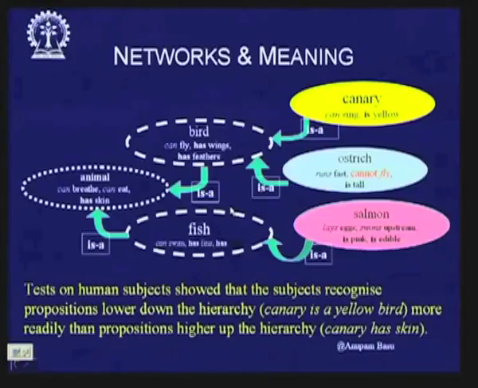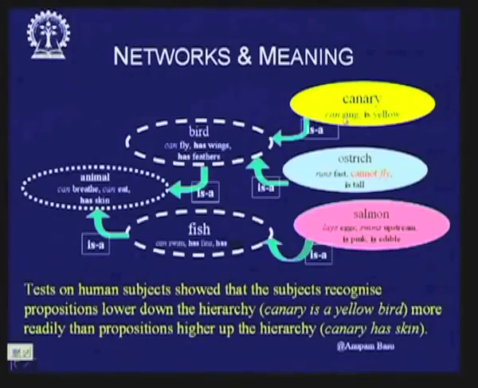This is again the same example, and it has been shown through some psychological experiments that were carried out on human subjects that they recognize propositions or statements which are lower down the hierarchy much faster, much more readily than the propositions which are higher up. Now, what are the propositions? Say, if I say canary can sing, that proposition is somehow stored here. How is the proposition stored? A proposition is stored in terms of the attribute and object relationship. Canary is an object having the attribute can sing. So that is at this lower level.